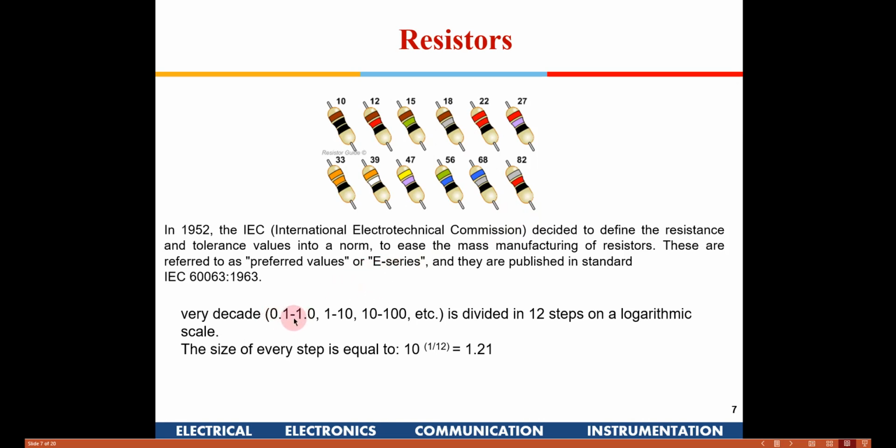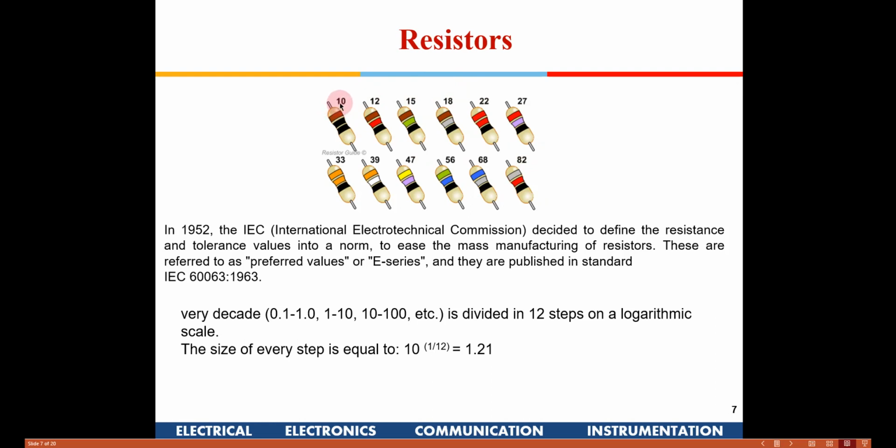So in every decade you have 12 steps. Like you can have a 10 ohm resistance, 12, 15 ohm, 18 ohm. You can't have a 16 ohm resistance. Generally you don't get it. So you will have to use a potentiometer if you require 16 ohm, or a series combination of these things. These are the standard: 10, 12, 15, 18, 22. Similarly, you will have 100 ohms, 120 ohms, 150 ohms, 180 ohms, 820 ohms.